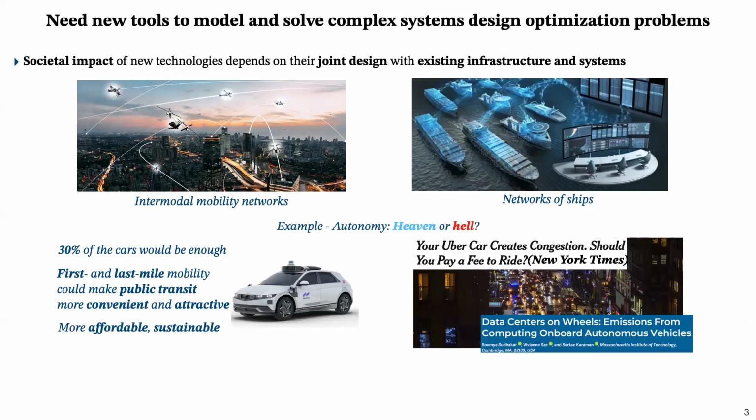And in this context, there is always everything in between heaven and hell. There is this big spectrum. For autonomy, for instance, the heaven is that you would just need 30% of the vehicles, first and last mile mobility will be improved, and mobility will be made more affordable and sustainable. On the other end, there are also many negative things. For instance, we still don't know how much autonomy is really needed. We don't know how much energy data centers and AI will consume. We don't know how this might be misused by populations for various reasons. In this case, congestion will increase.